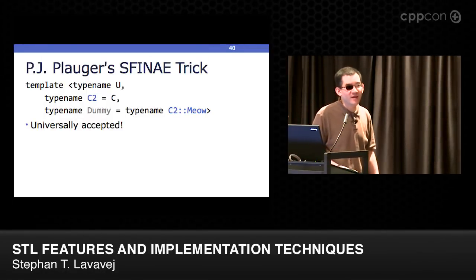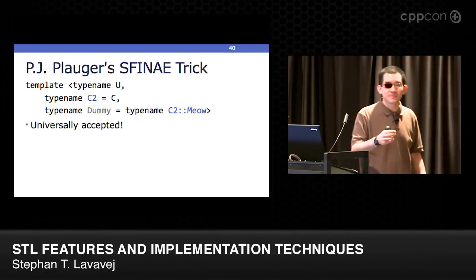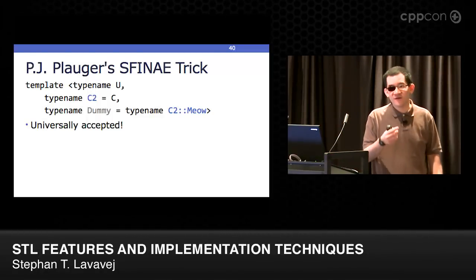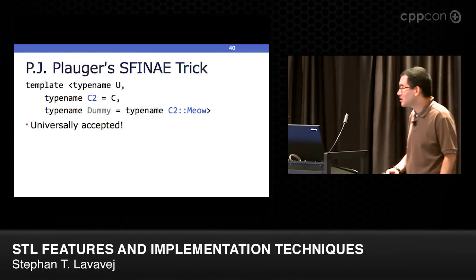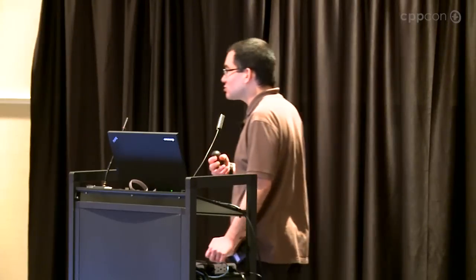This is a very nice way to make a member function disappear based on some property of a template argument belonging to the class. So if you're ever faced with a similar situation in your own code, you can use this trick. It's very portable, very nice.